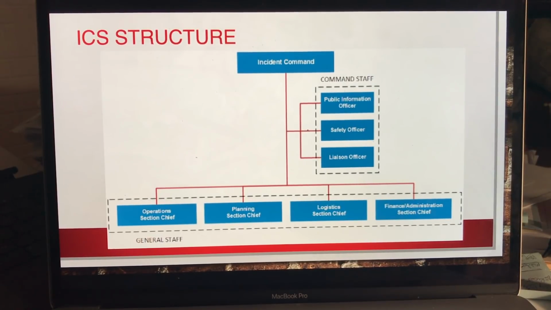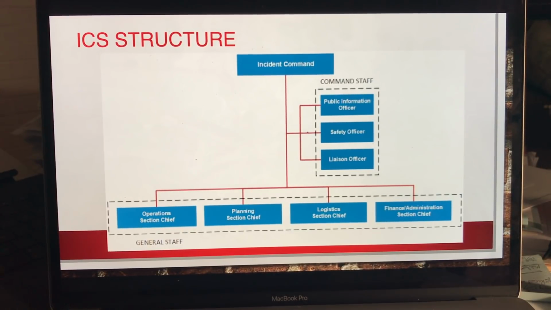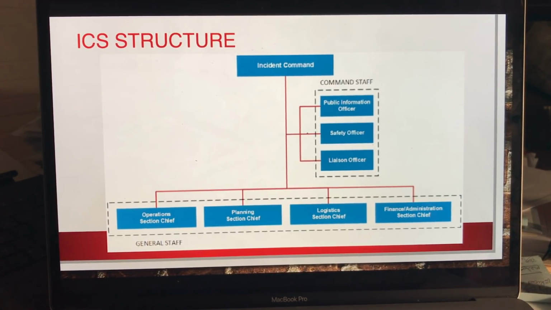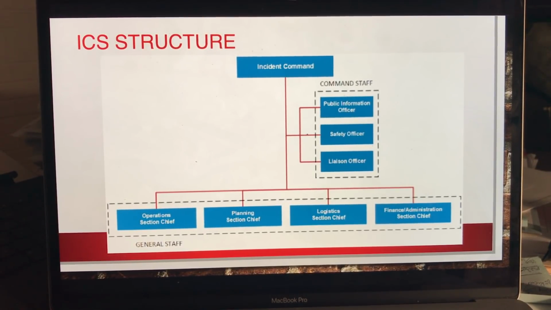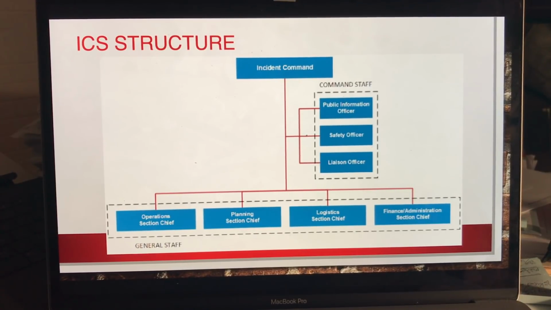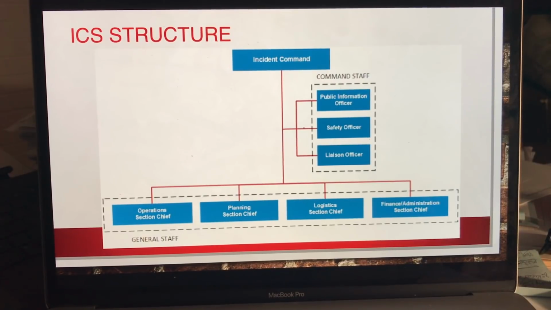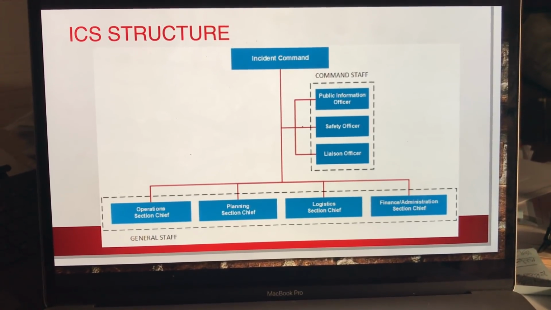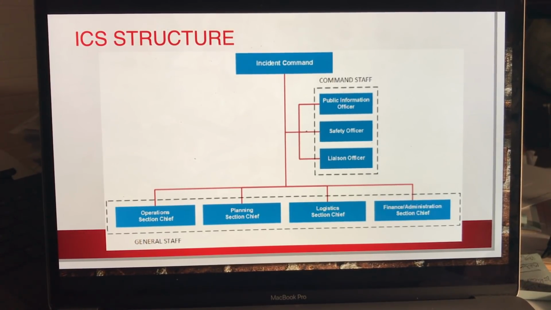This is an overview of the ICS structure. You have an incident command that will contain the incident commander. Under the incident command, you have the command staff: public information officer, a safety officer, and a liaison officer. From these branches, it stems into operations, planning, logistics, and finance and administration.